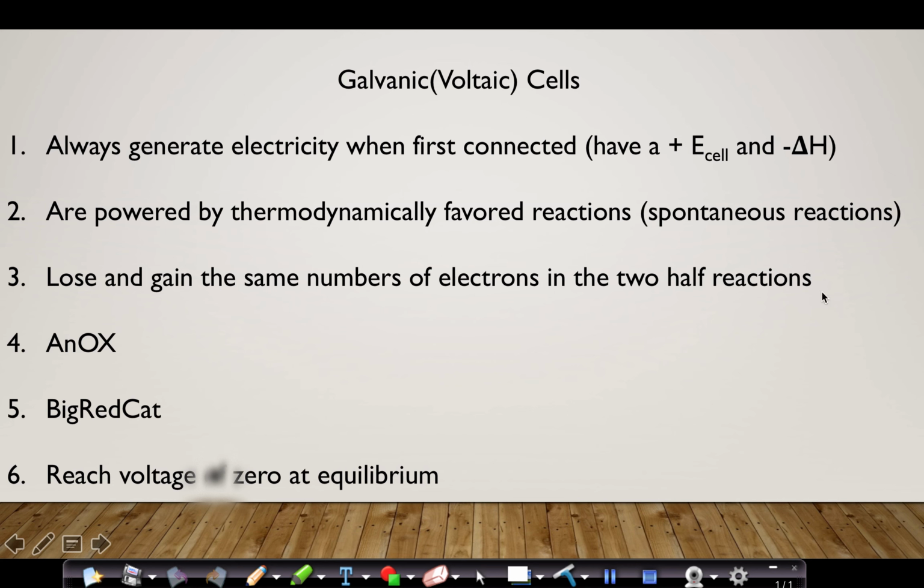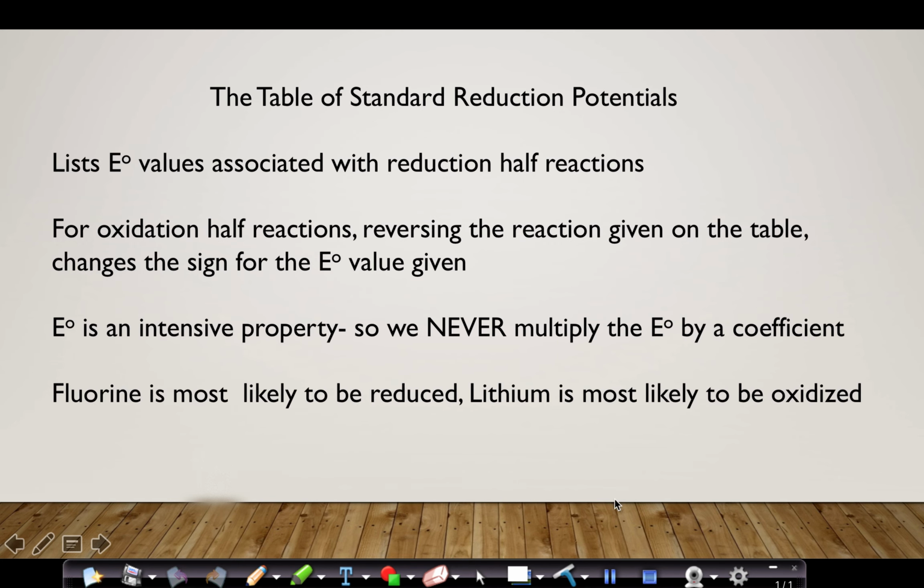The same number of electrons must be lost and gained in the two half reactions because of the law of conservation. We can use the memory tool AN OX to tell us that the anode is always the site of oxidation. Red cat for the fact that cathode is always where reduction happens, and if it's a piece of metal, the cathode will get larger. And we know that a galvanic or voltaic cell will reach a voltage of 0 at equilibrium.